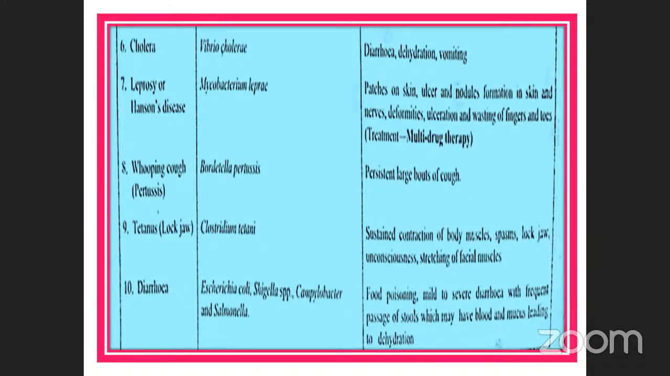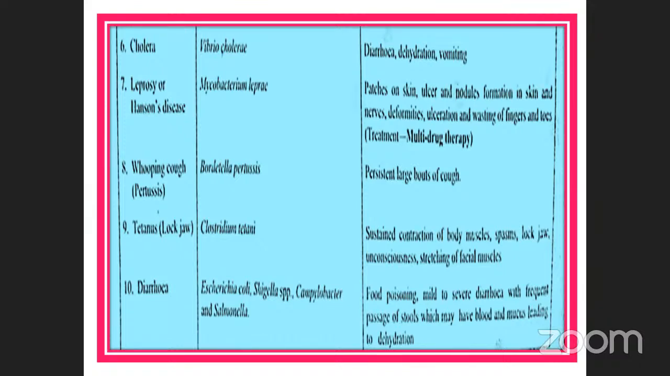And the 8th one is whooping cough, otherwise called pertussis. This is also another one. Cough means it comes out continuously. It is caused by Bordetella pertussis, with long bouts of cough continuously. And the 9th one is called tetanus.